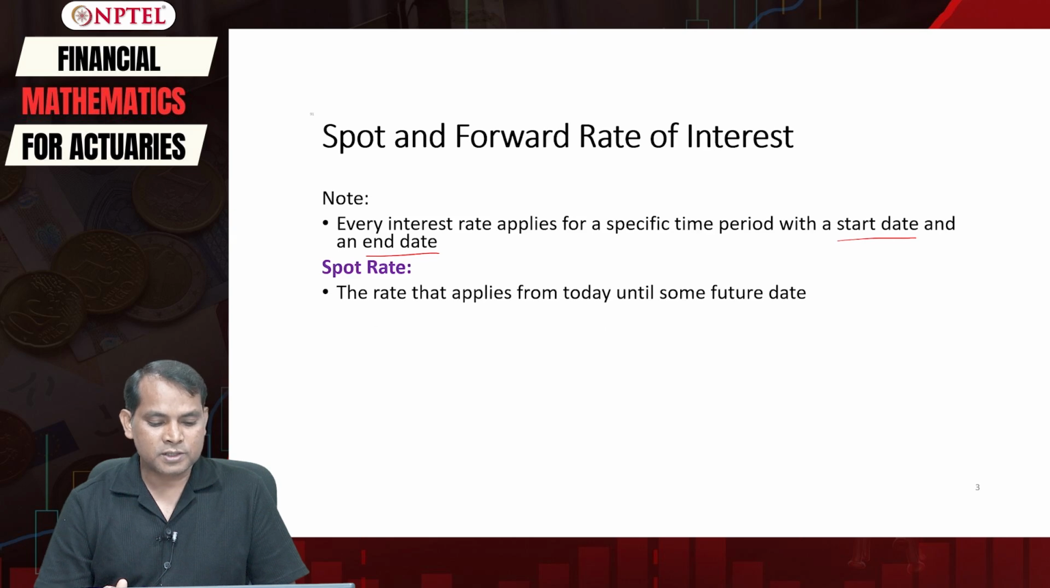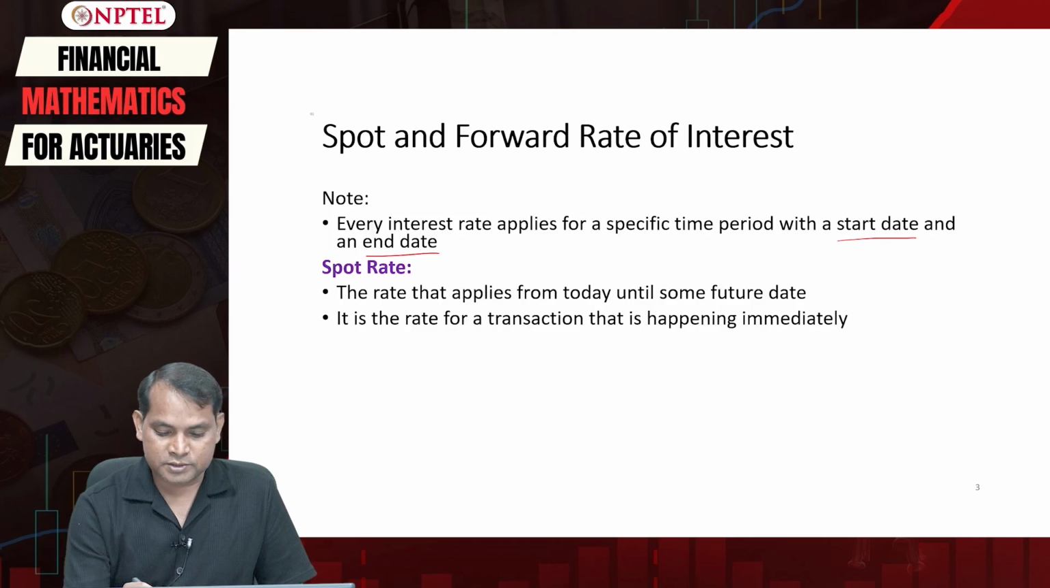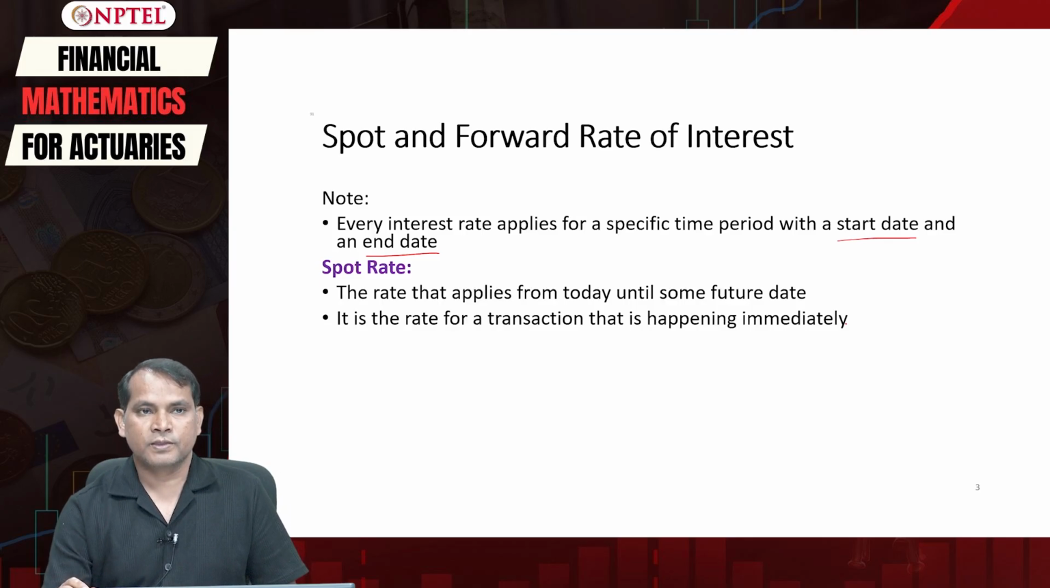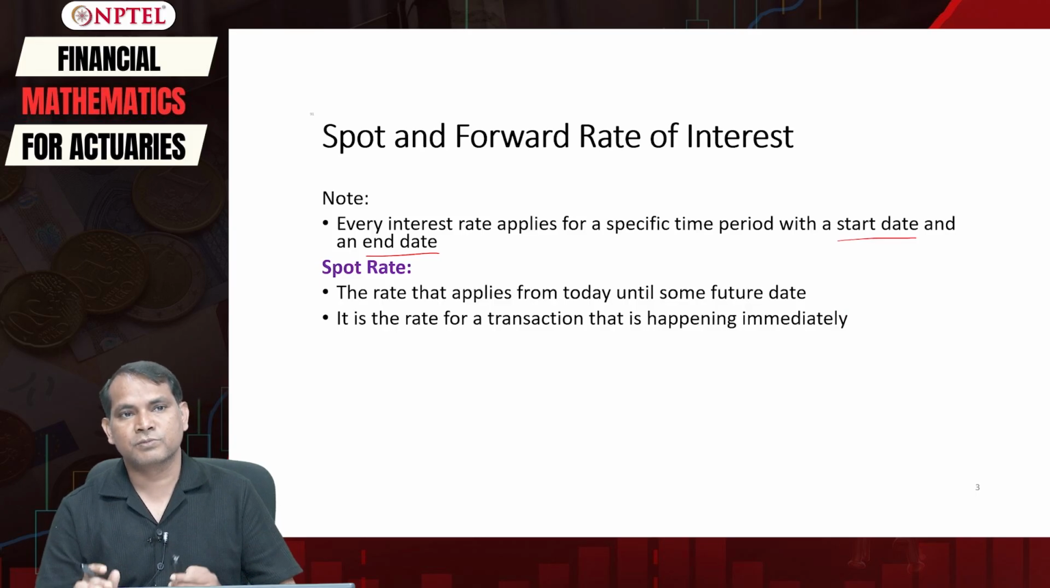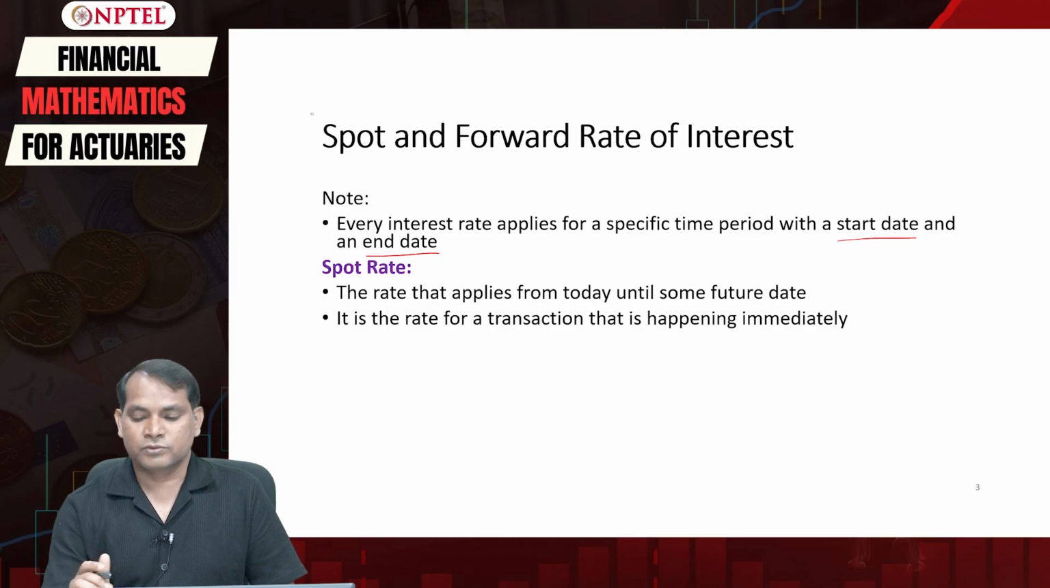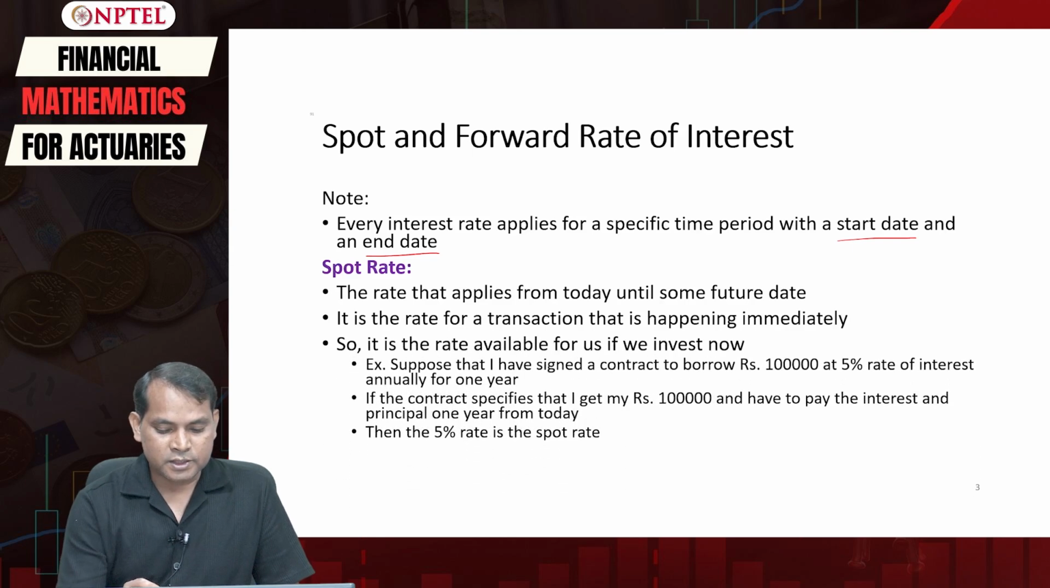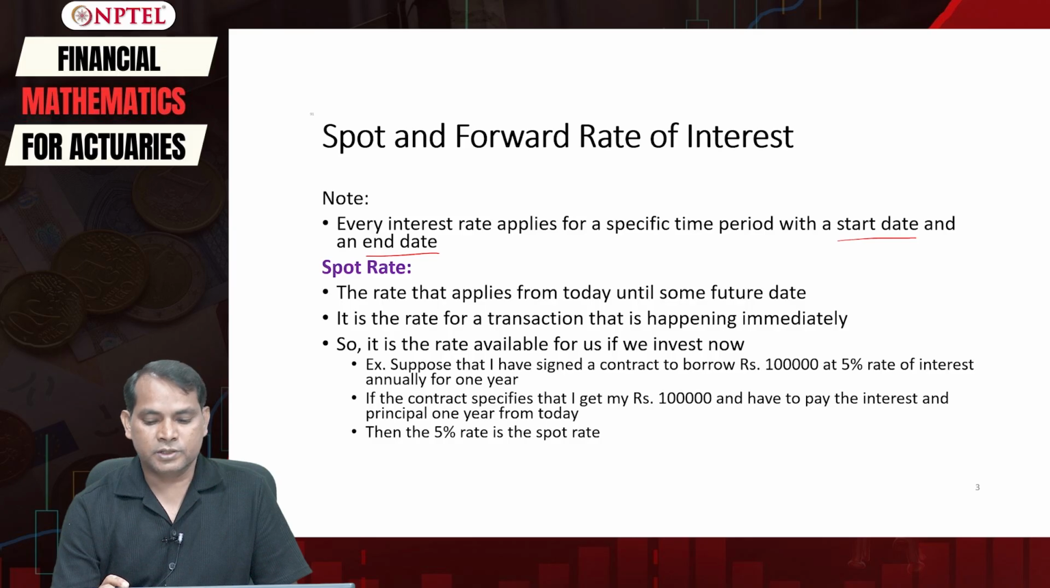The spot rate is the interest rate that applies from today until some future date. So what is happening in today's transaction? It is the rate for a transaction that is happening immediately. So we can say that the stated interest rate in the market, the interest rate prevailing in the market, is what we mean by the spot rate. That means it is the rate available to us if we invest now.